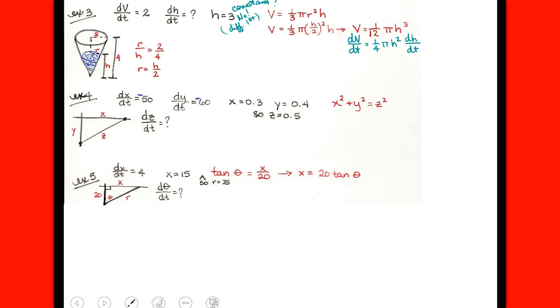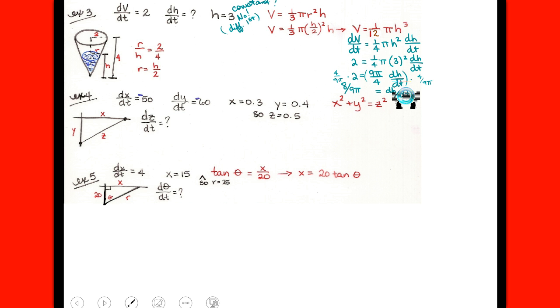Now let's plug in what we know. We knew dV/dt was 2. We knew h was 3, and the only unknown that leaves me is dh/dt, which is what we wanted to find. So we can say 3 squared is 9. So 9 times pi times 1/4 would be 9 pi over 4. And to get dh/dt by itself, multiply both sides by 4 over 9 pi, and then we can simplify.